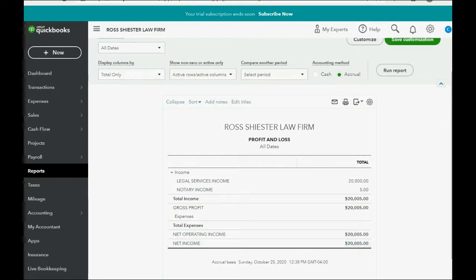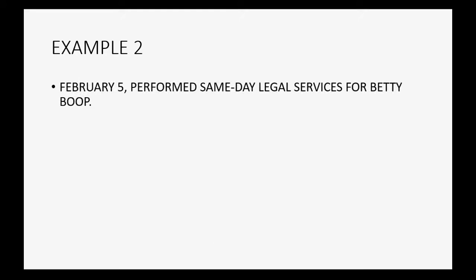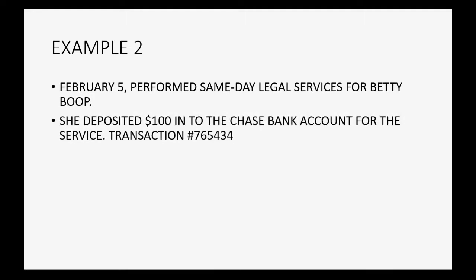So let's take a look at the next transaction. Let's imagine February 5th, we performed same-day legal services for Betty Boop. She deposited $100 into the Chase bank account for the service, and here's the transaction number, 76543, whatever. But because we got paid on the same day that we rendered the service, the proper document to make is a sales receipt.